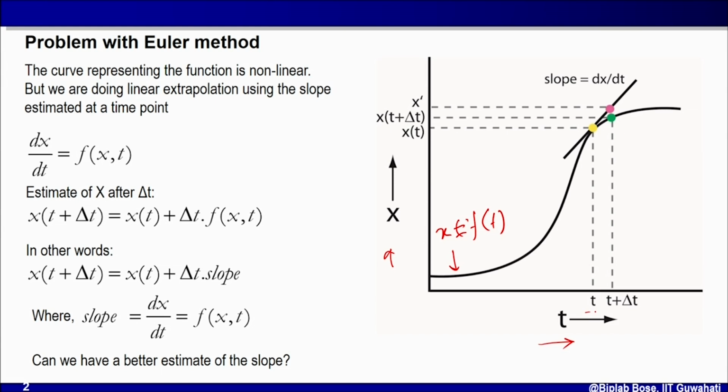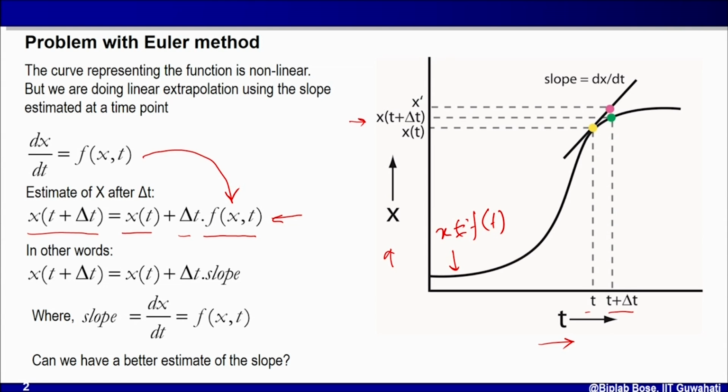At time t, the value of x is this yellow point. At time t plus delta t, if you increase time by delta t, the exact value along this function for x will be this green one, that is x at t plus delta t. In Euler's method, you estimate the value of x at t plus delta t using this relationship: x at t plus delta t is equal to x at time t plus delta t times the function of x and t. You get this function from the differential equation.